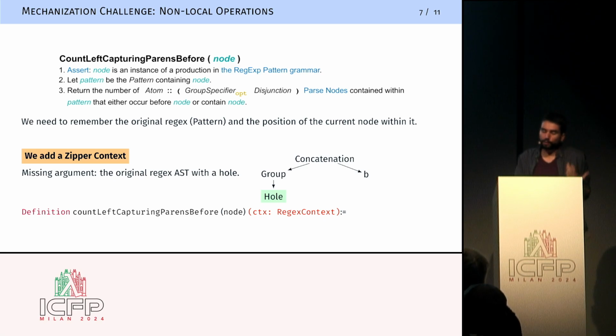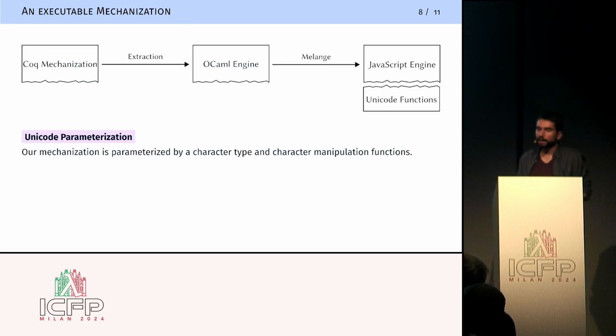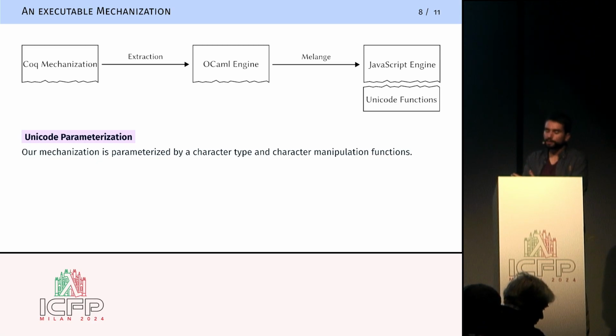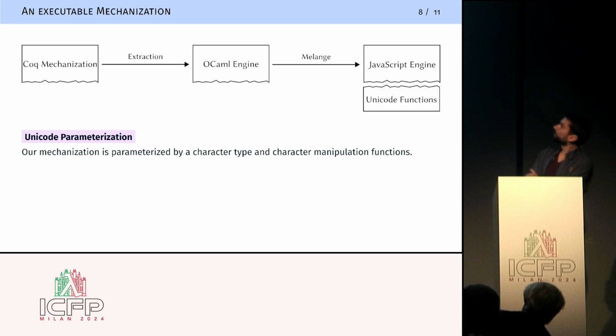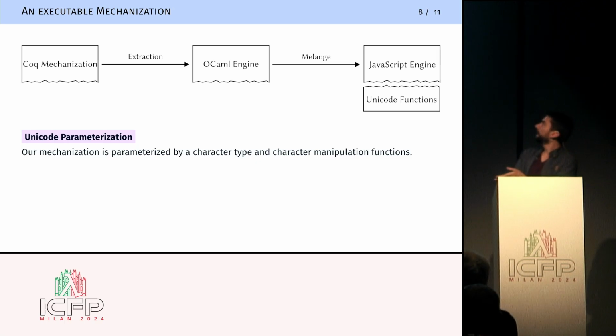And now that we have a complete mechanization of that chapter, we can actually try and execute it. And so this is what we do. Once we have our Coq mechanization, we can extract it to OCaml and then use Melange to generate some equivalent JavaScript code. Note that in various places, this chapter relies on external definitions from the Unicode standard. And so as a result, our entire mechanization is parameterized by some Unicode functions that we need to instantiate in order to have a fully executable engine.